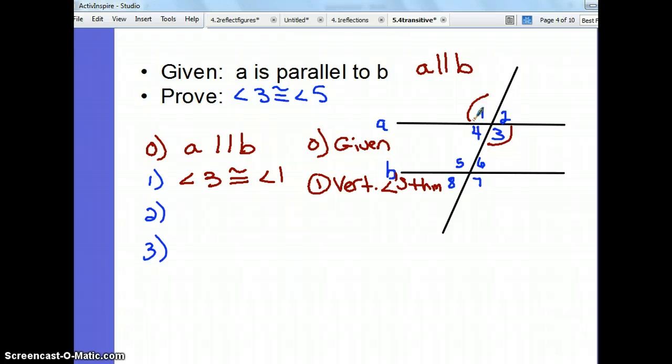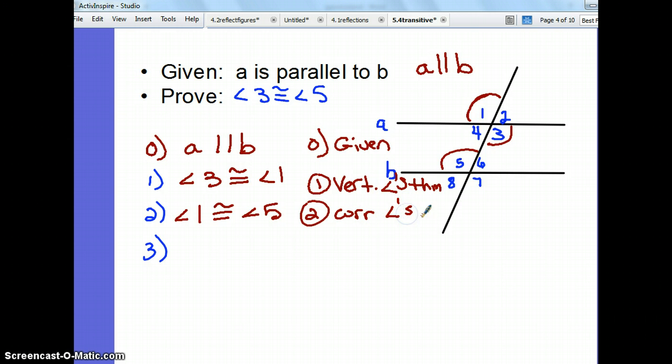Now we're going to go from that step to another step. Since we've said angle 3 is congruent to angle 1, now we want to say something about angle 1. So angle 1 is congruent to what other angle? The one we want to tie it back to is angle 5. So angle 1 is congruent to angle 5 by the corresponding angles postulate. Remember, corresponding angles are in the same position from the top set to the bottom set. And if our lines are parallel, then those are going to be congruent.